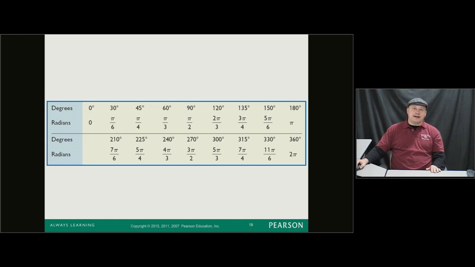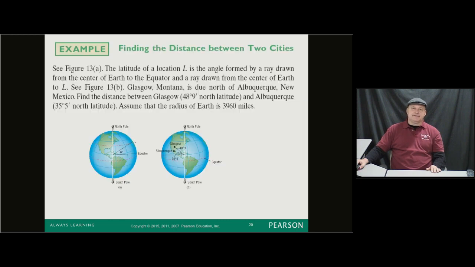Otherwise, you're going to take that 4 pi over 3 and multiply it by 180 over pi, and do your own conversion. So it does simplify things a little bit.